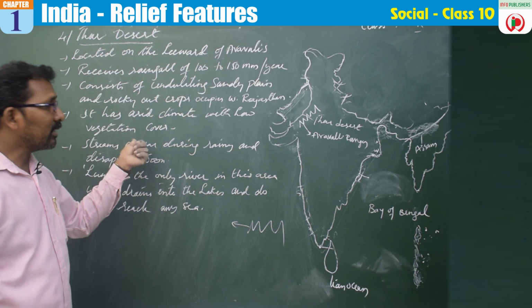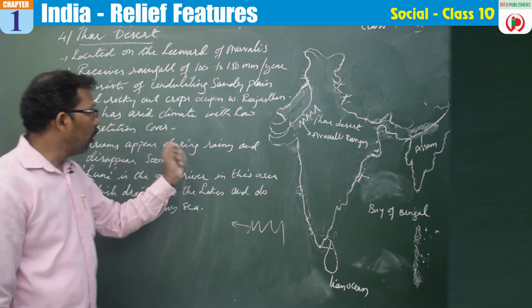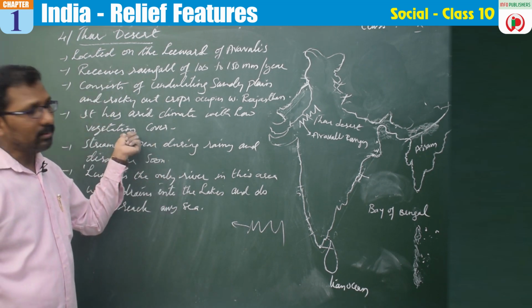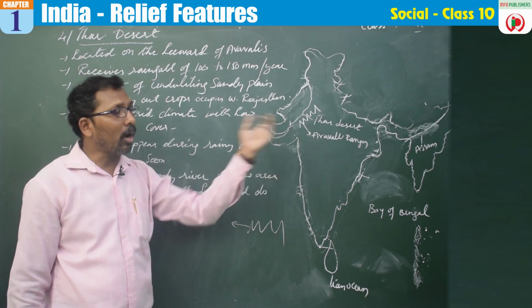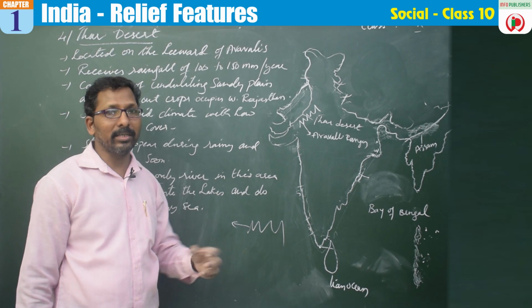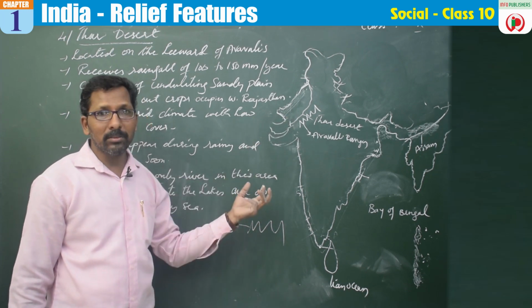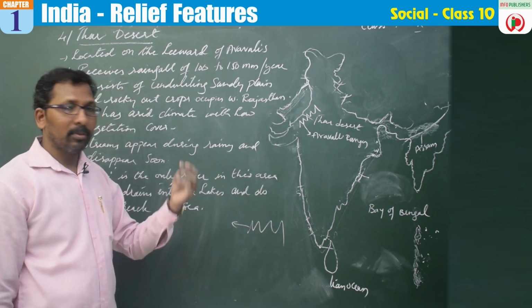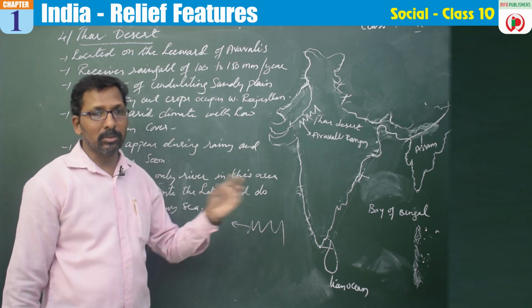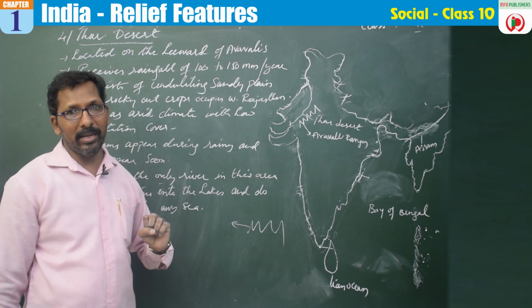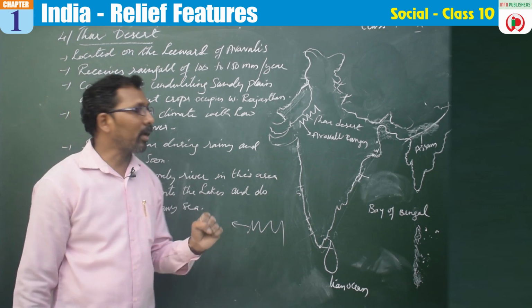Then it has an arid climate with low vegetation. Yes, if there is very little rainfall there, then how can vegetation grow over there? It cannot. So what happens? Because of the low rainfall, even grass cannot grow in this place. That's what an arid type of climate is. The soil is completely dried up.